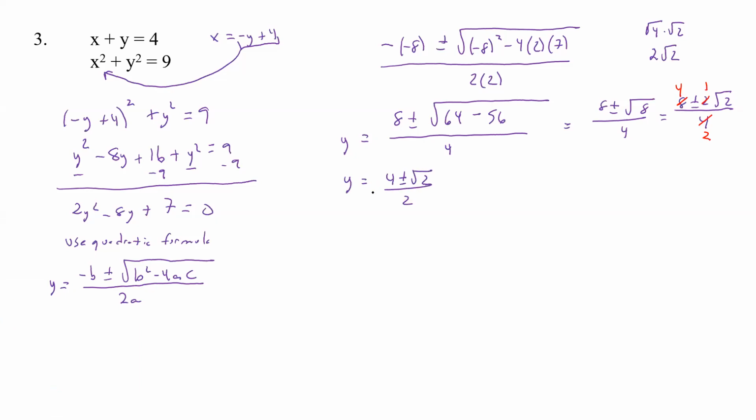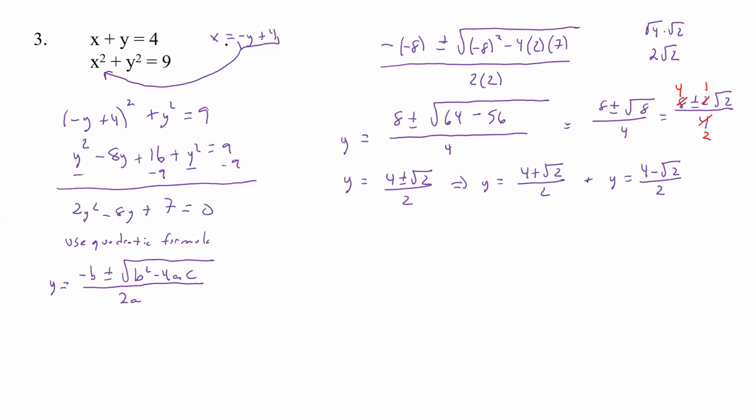So I've got two values for y. So that means I have y equals 4 plus the square root of 2 over 2, and y equals 4 minus the square root of 2 over 2. So what do I have to do with that? Well, now what I have to do is I have to find each one of those. I have to plug back into one of the original equations and solve for x.